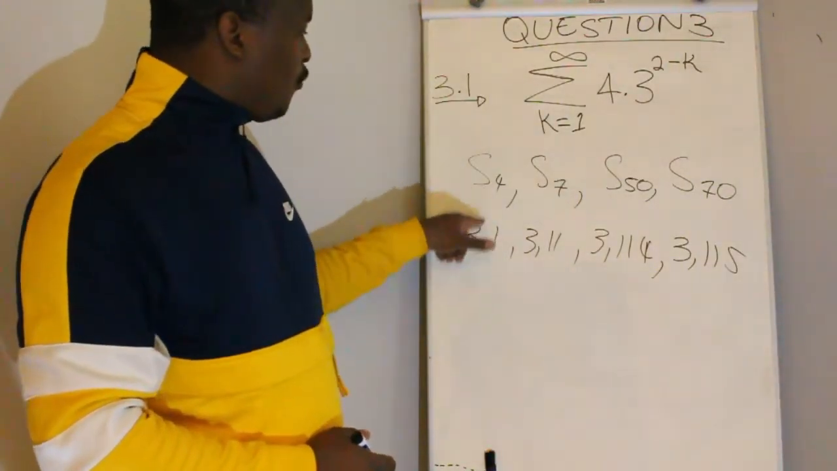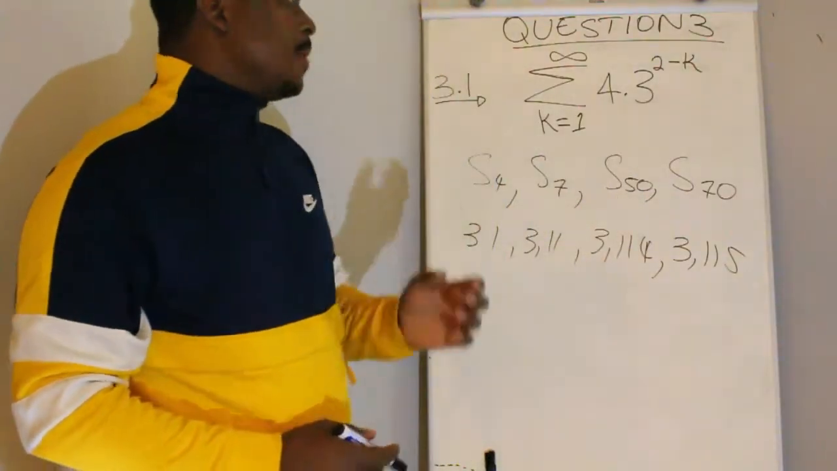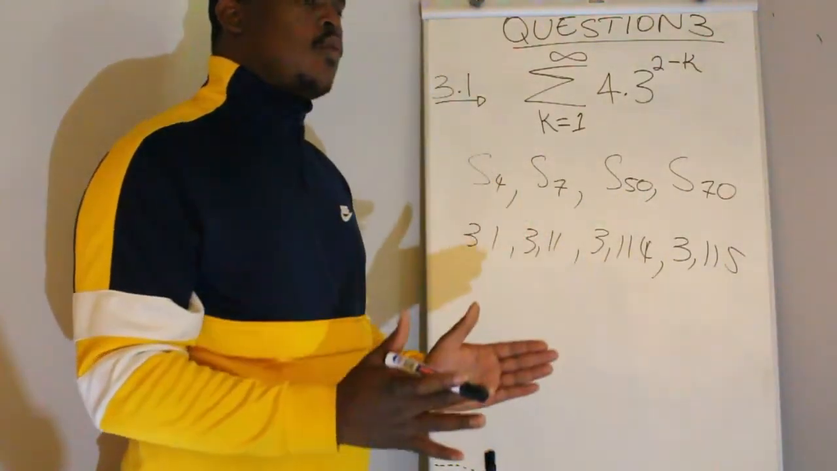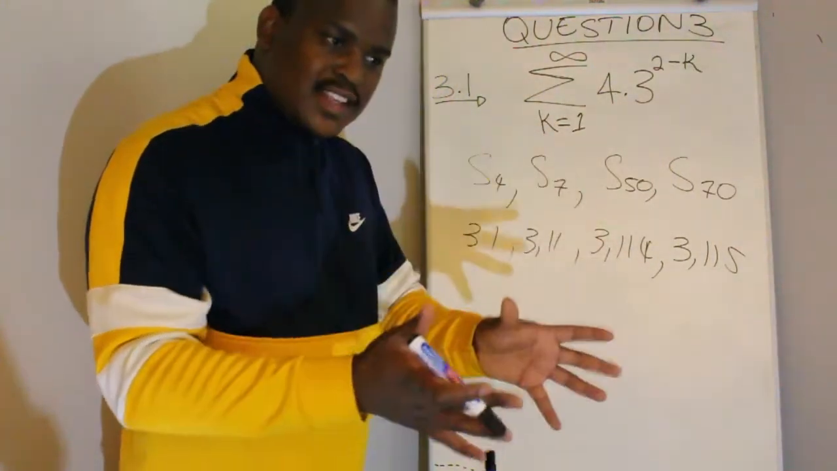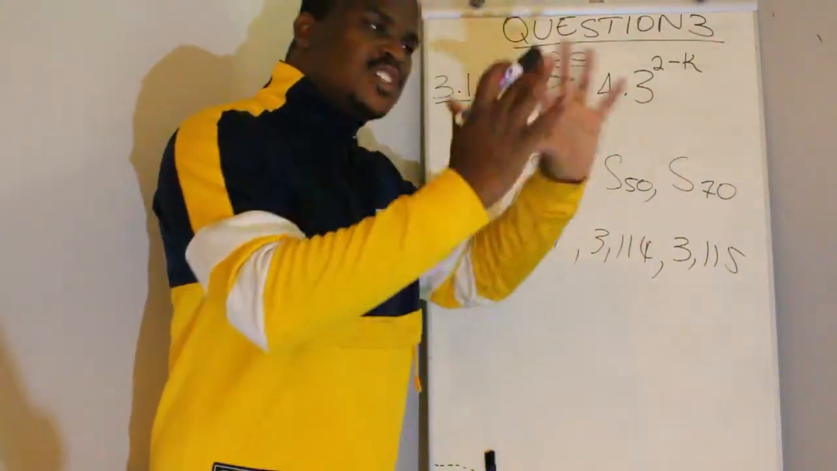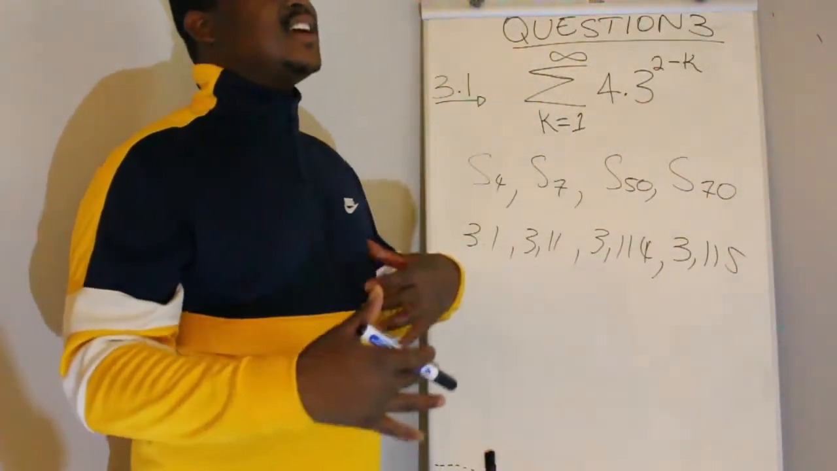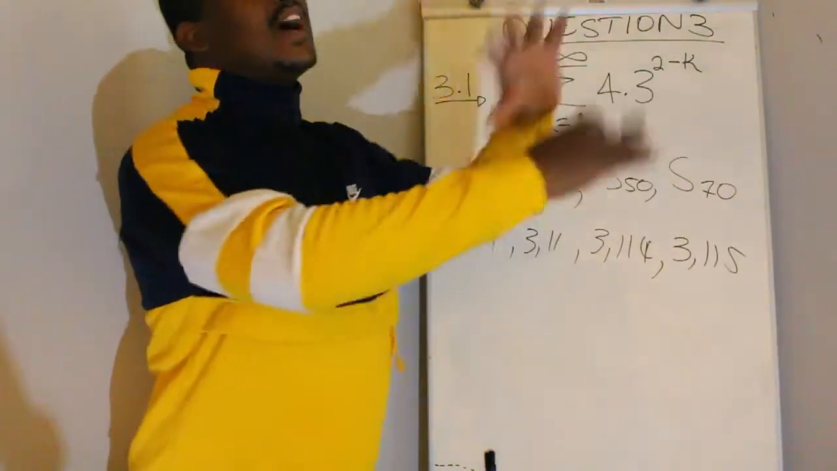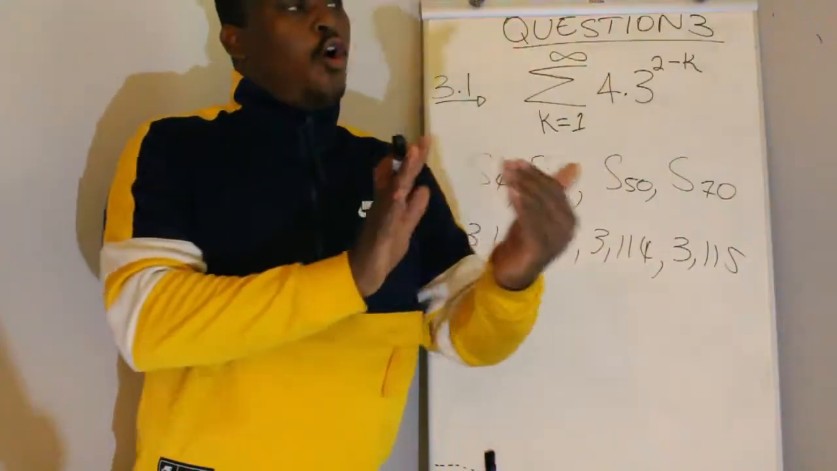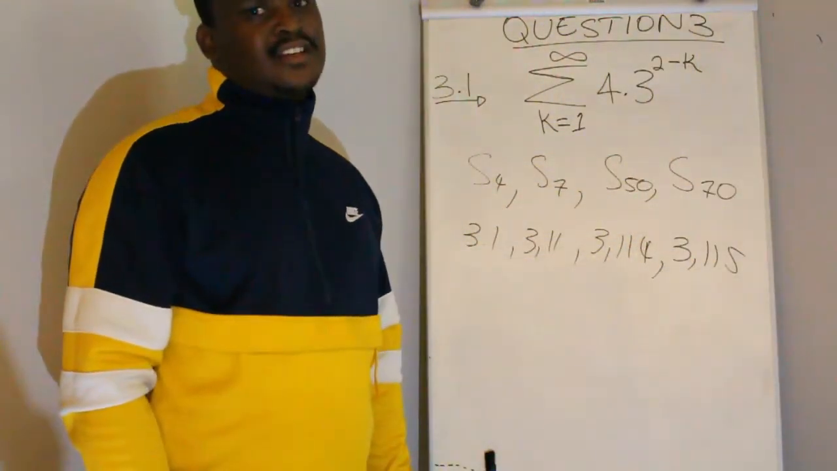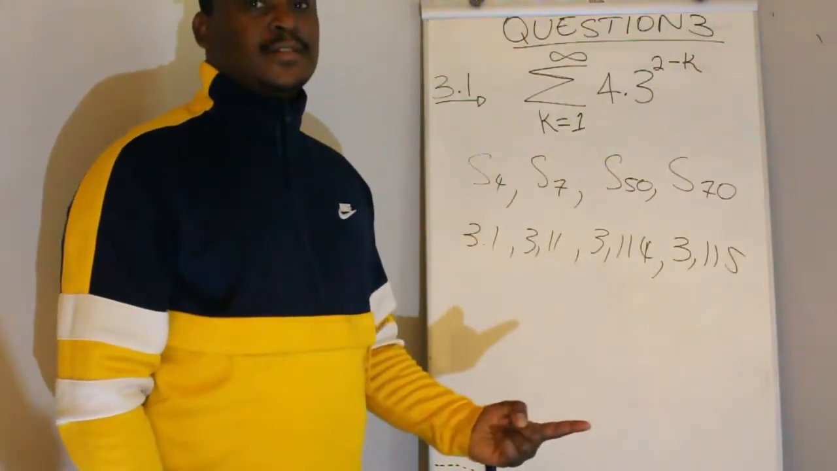So this is the sum of 4, sum of 7, sum of 50, sum of 70. So a convergent series is a series in which the partial sums of the series are getting closer to a specific value, or approaching a specific value. By partial sums, I'm saying that you can sum whatever amount you can think of, not all the terms that are in the series. So that is what a convergent series is.